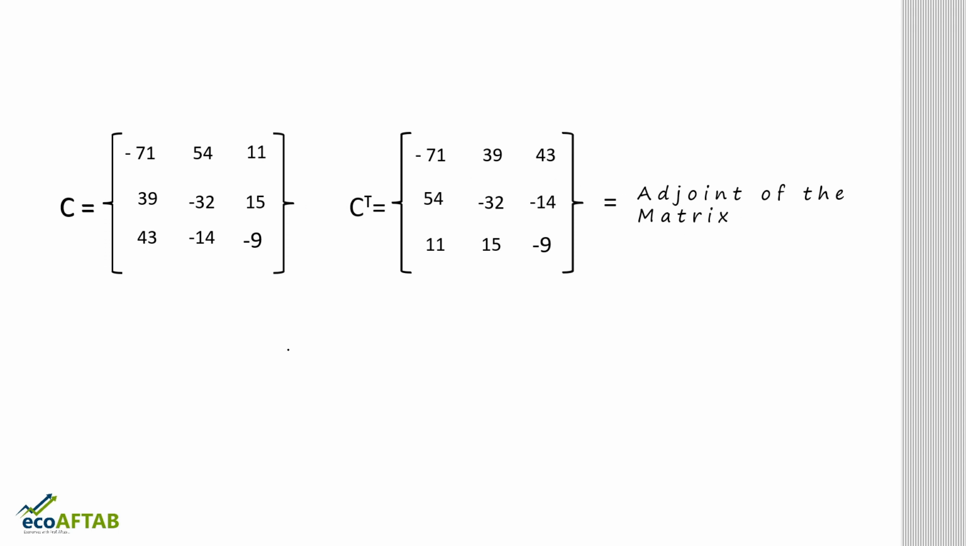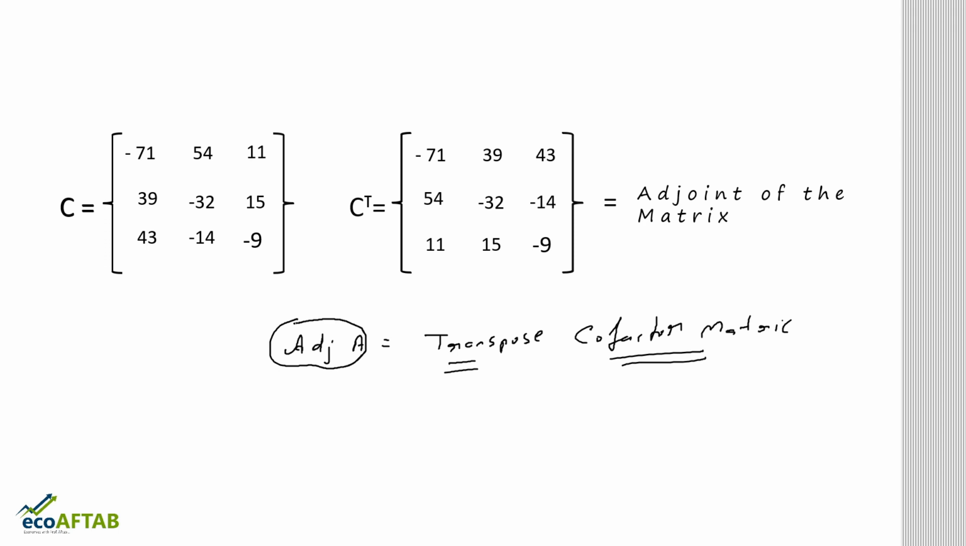In my beginning slide I told you what adjoint is. Adjoint of matrix A is the transpose of the cofactor matrix, and here we understood what a cofactor matrix is and what the transpose of a matrix is. Once we transpose the cofactor matrix, we get the adjoint of the matrix, and this adjoint is helpful for us to calculate the inverse of the matrix.